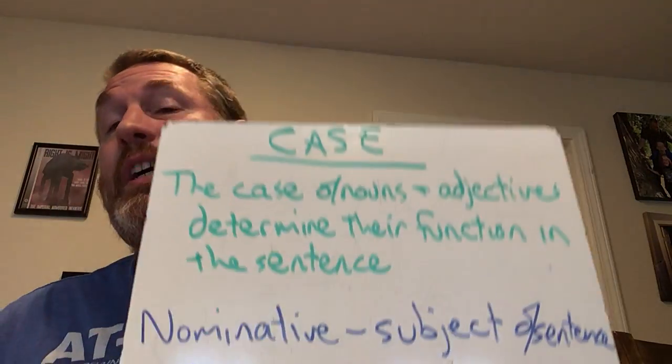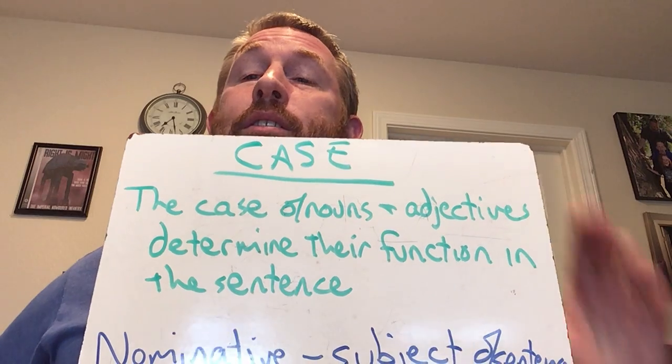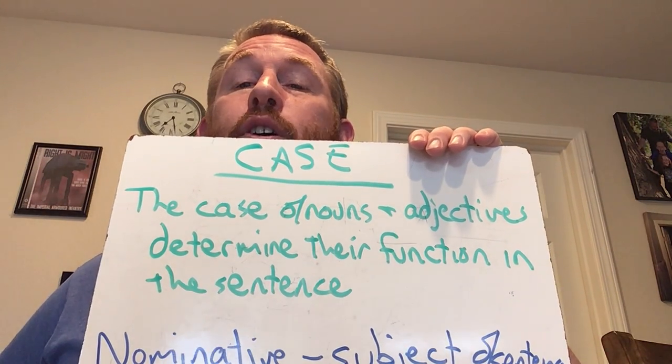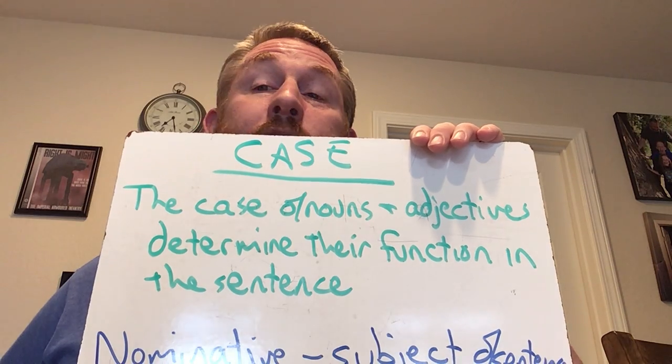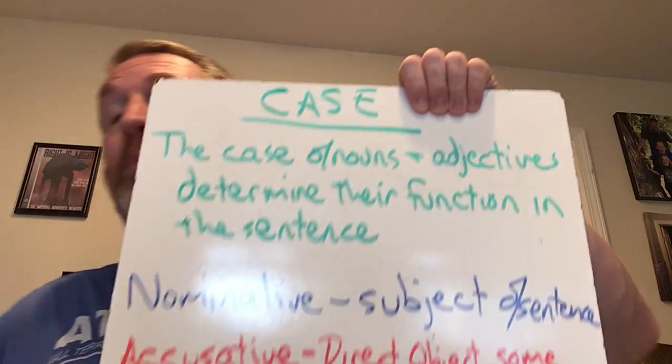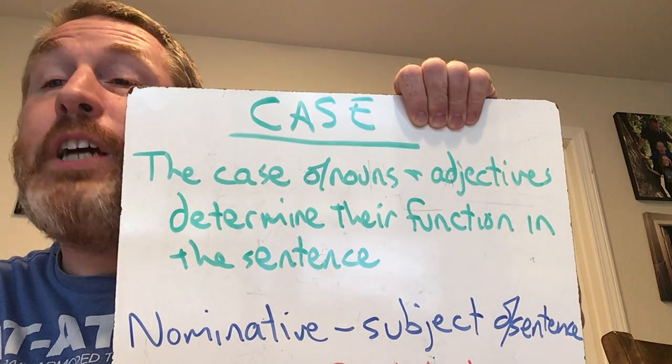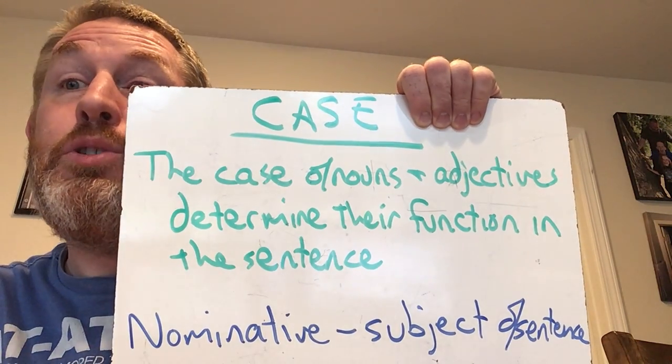So we've learned number, singular and plural. We've learned gender, masculine and feminine. And we've been using case this whole time. The case of a noun and the adjective determines its function in the sentence. Okay? If something is in what's known as the nominative case, it is the subject of the sentence. You should write that down.